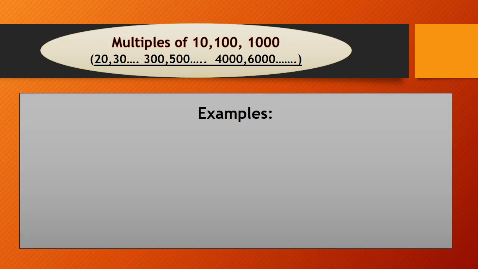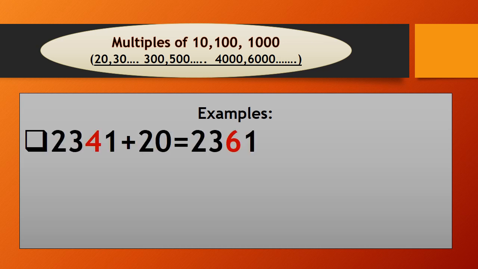Multiples of 10, 100, 1000 mean the tables of them. Like 10 ones are 10, 10 twos are 20, 10 threes are 30. That means it is a multiple of 10. If I am talking about multiples of 1000, that means 1000, 2000, 3000, 4000 and so on. So how will we add numbers with the multiples of these numbers?